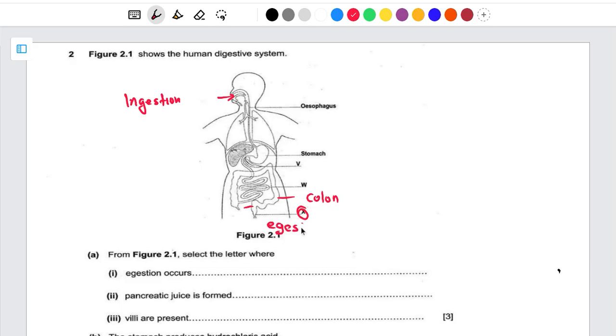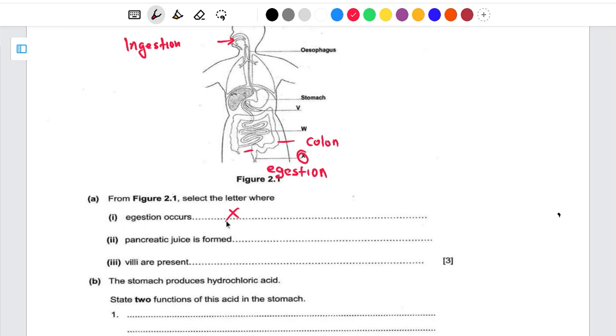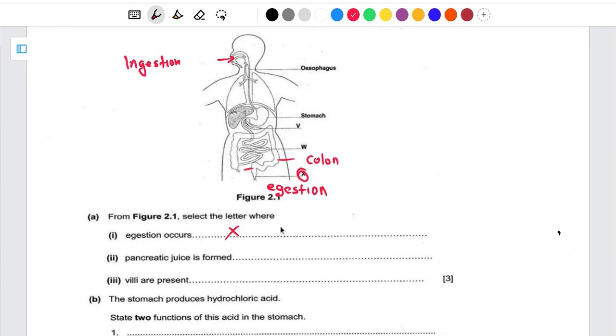So there's a difference between ingestion and digestion. Ingestion is taking food into the buccal cavity. Egestion is the removal of undigested food via the anus. So from figure 2.1, select the letter where egestion occurs. That is X at the anus. Then, where is pancreatic juice formed? Pancreatic juice is formed at W, which is the pancreas.